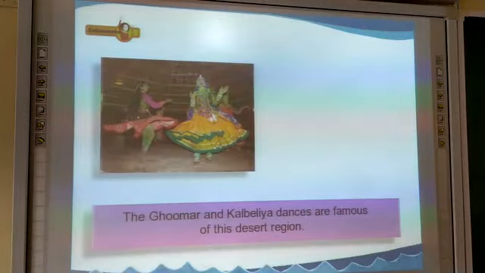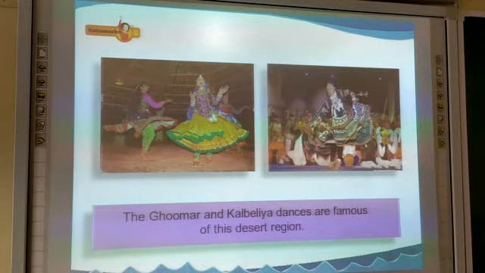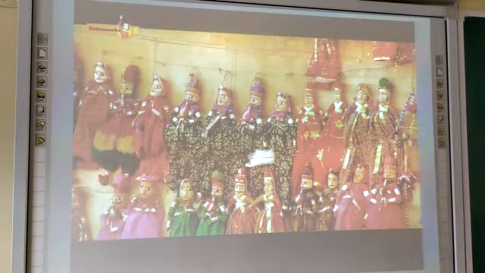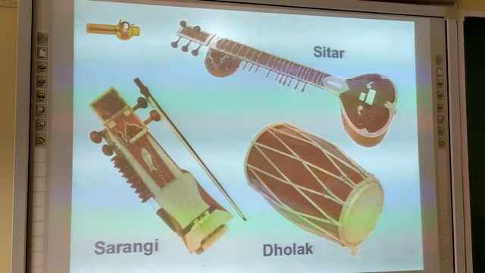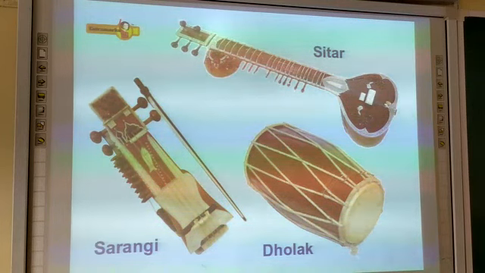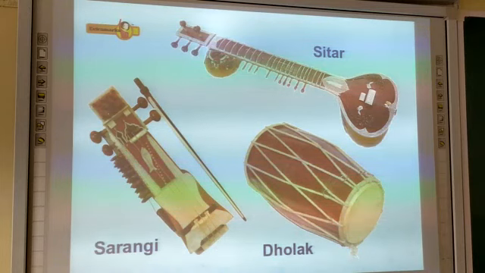The Ghumar and Kalbelia dances are famous of this desert region and today have become world famous. Puppet shows with Kathputlis and folk songs using instruments like sitar, sarangi and dholak narrate heroic tales of past kings. The music has evolved into a distinct style of its own.